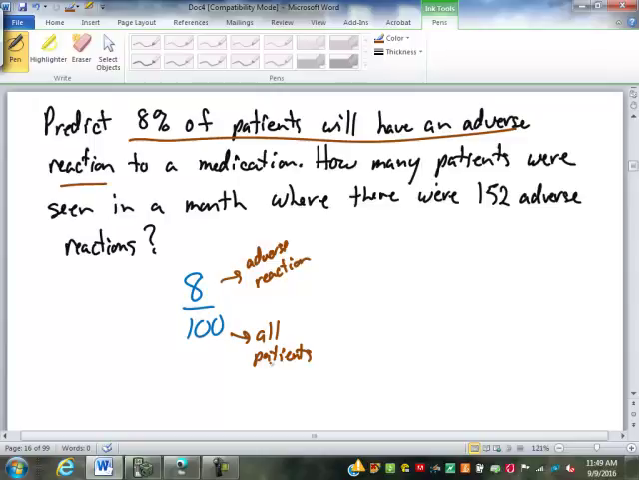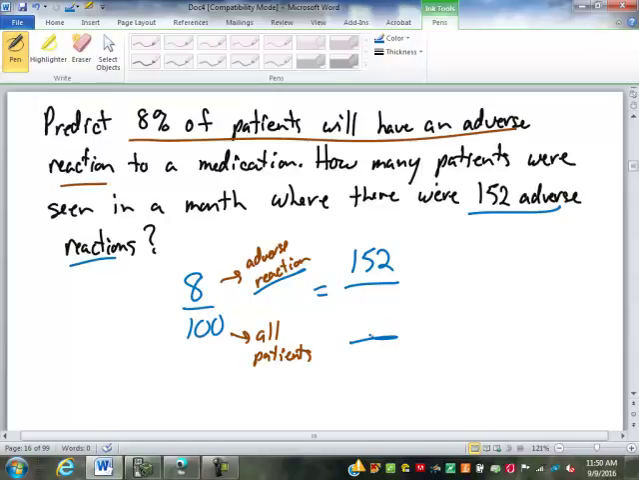Now, for this to work, we have to know either how many people had adverse reactions or how many total patients there were. Do we know either of those numbers? Yes. The 152 is adverse reactions. So that goes on top with the 8, because both the 8% and the 152 represent patients who had adverse reactions. Now, if we were given the number for down here, obviously there wouldn't be anything for us to do. Looking through the problem, there are no other numbers, so we know that's not given.